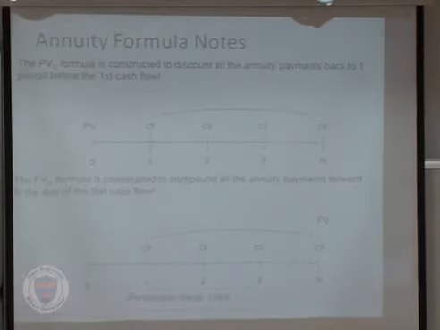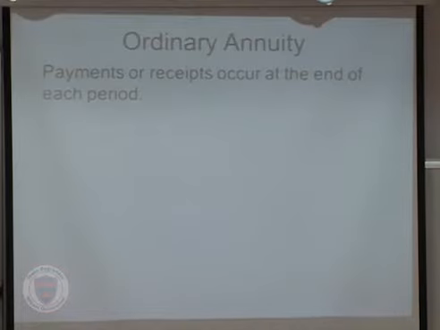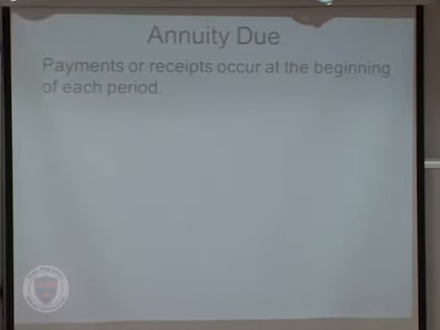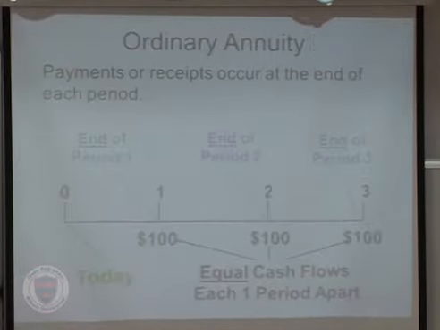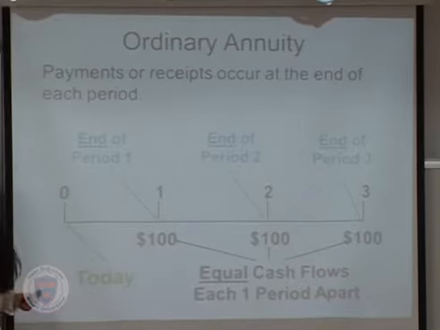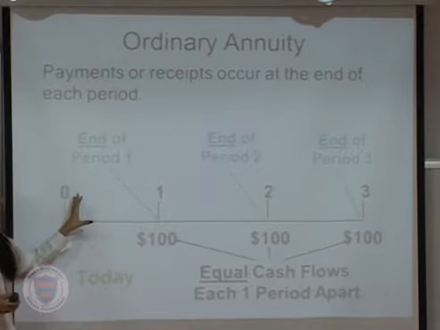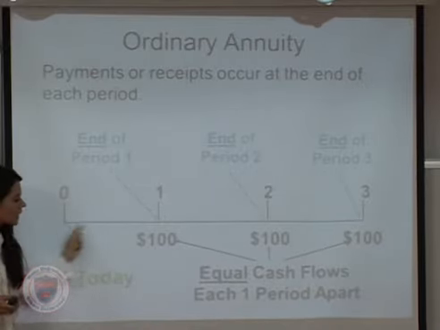Just take it as is for now. Let's go into the example. So here, in an ordinary annuity, suppose that you're going to get $100 every year. And for an ordinary annuity, all the payments occur at the end of periods.